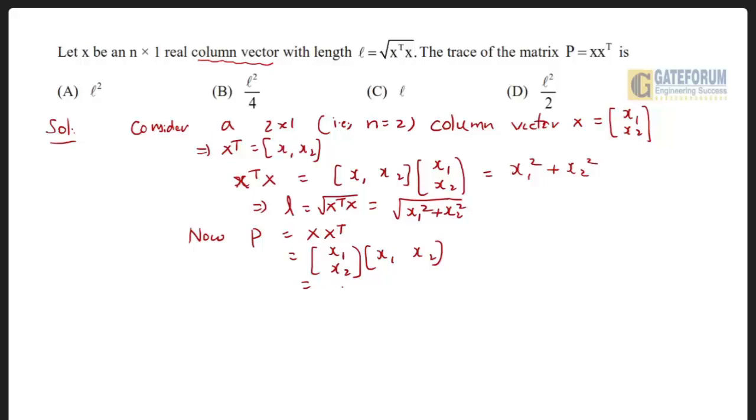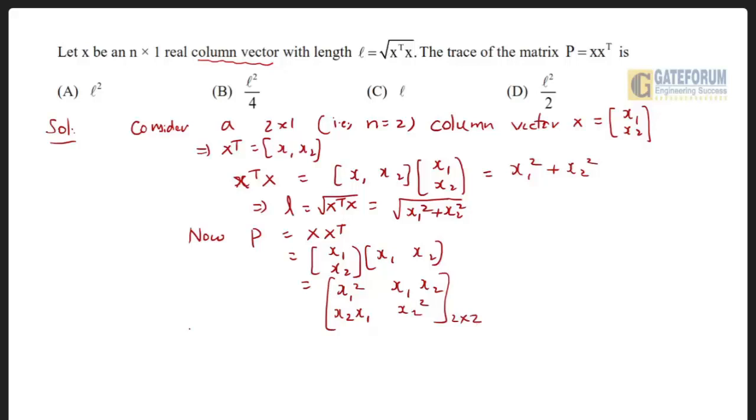So first row into first column, x1 into x1, x1 square; first row into second column, x1, x2. Second row of this column matrix multiplied by first column of the second matrix, x2, x1, is nothing but x1, x2. Second row multiplied by second column. Each row and column contains only one element here. Okay, x2 square. Now this is a 2 cross 2 matrix.